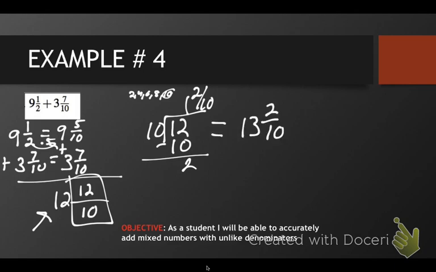Unfortunately, this one is still not done. There's a lot of stuff to do in here. 2 over 10 is not simplified. So put that in the birthday cake.